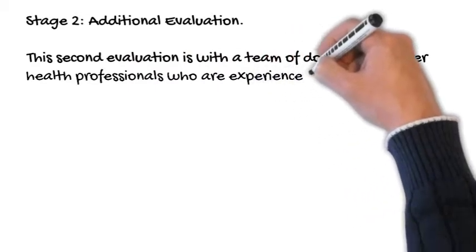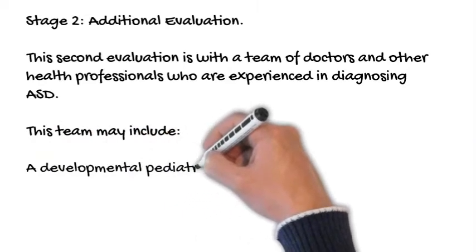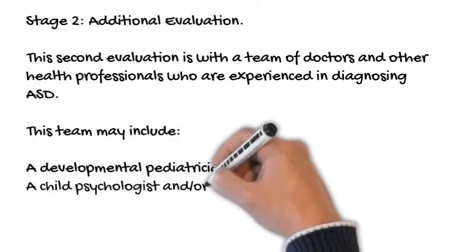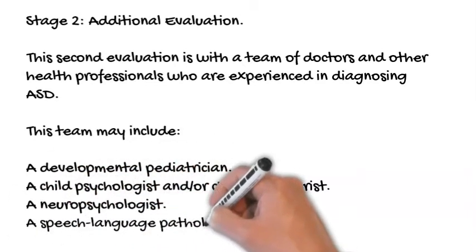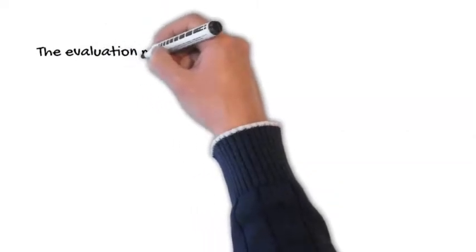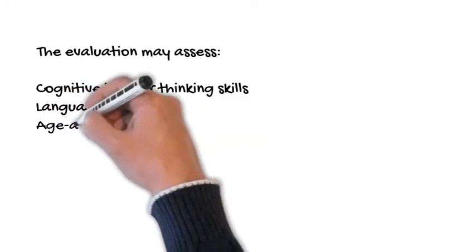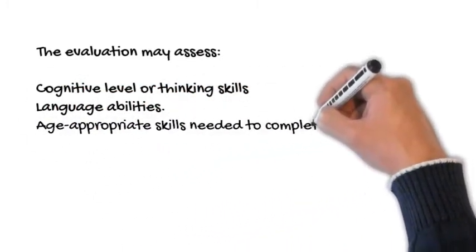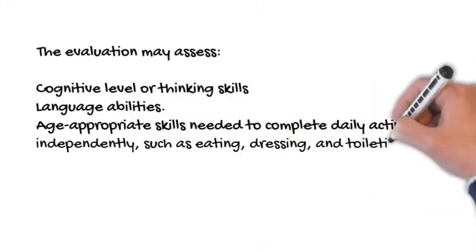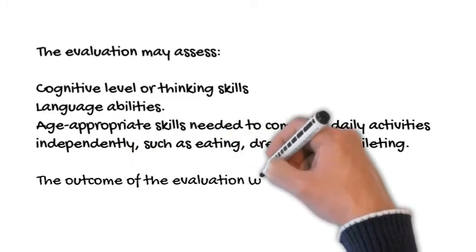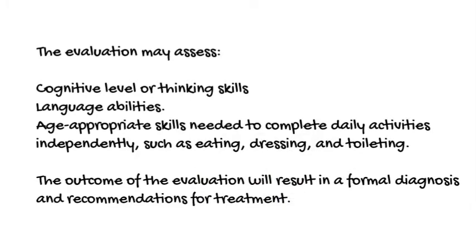in diagnosing ASD. This team may include a developmental pediatrician, a child psychologist and/or child psychiatrist, a neuropsychologist, a speech-language pathologist. The evaluation may assess cognitive level or thinking skills, language abilities, age-appropriate skills needed to complete daily activities independently, such as eating, dressing, and toileting. The outcome of the evaluation will result in a formal diagnosis and recommendations for treatment.